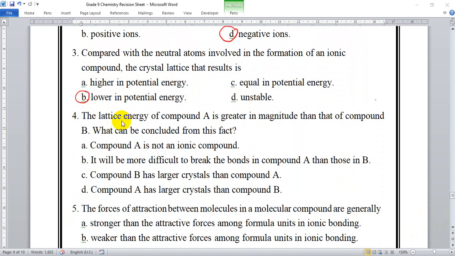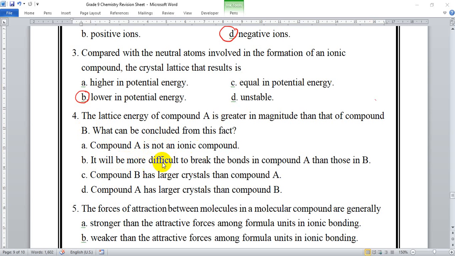Number 4. The lattice energy of compound A is greater in magnitude than that of compound B. What can be concluded from this fact? Here, compound A and compound B, and the lattice energy in compound A is larger than the lattice energy in compound B. So, compound A is not an ionic compound.